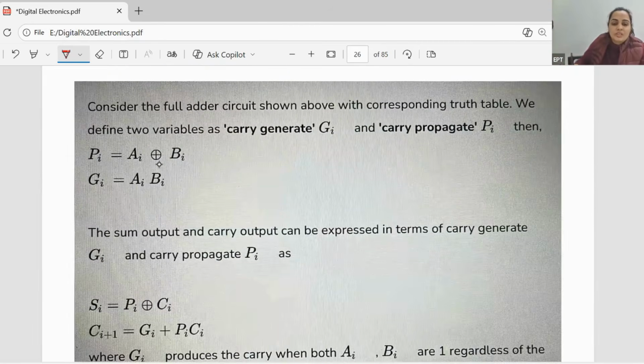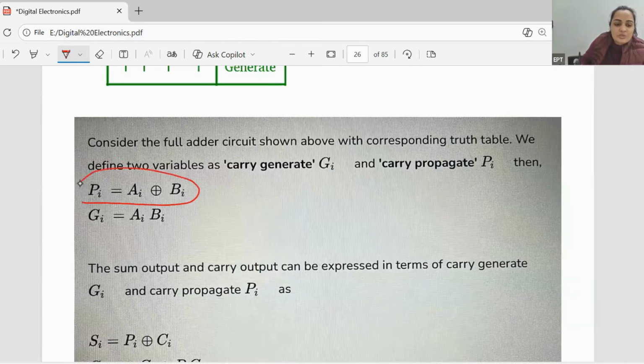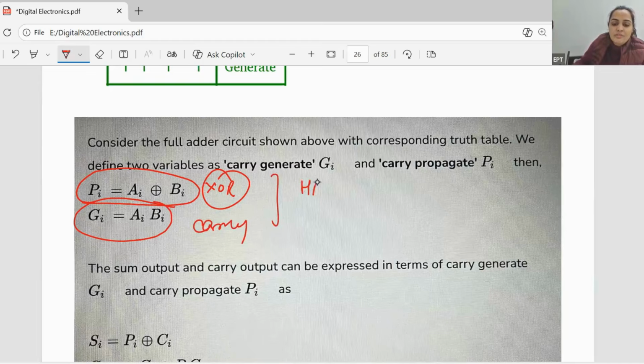Okay, now see here, as I told you in full adder, the output of the first XOR gate is this Pi. And Gi is nothing but the carry expression. If you consider half adder, then this is the expression for sum, this is the expression for carry, right? Now I will take the help of these things. Gi means generate, carry generate. Pi means carry propagate.